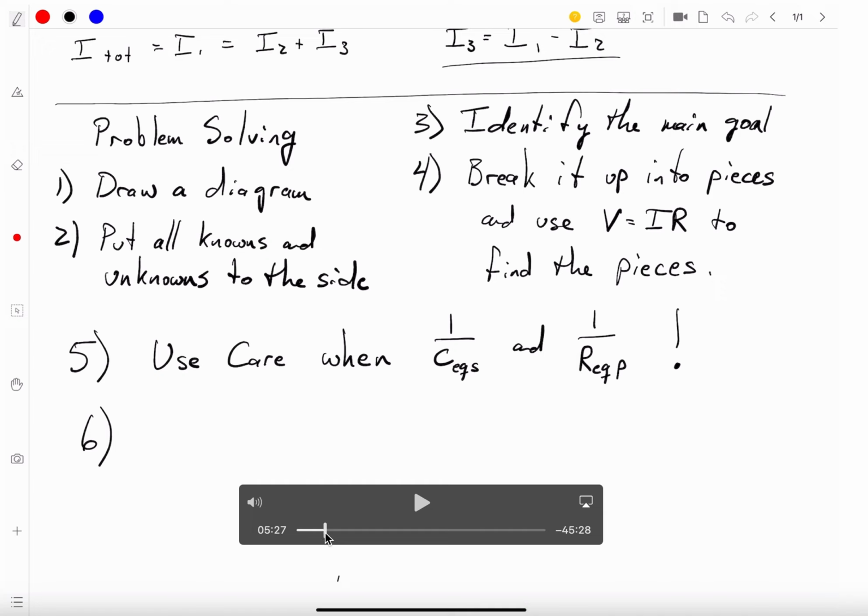We also need to be very careful when we're doing 1 over C_eq for capacitance and 1 over R_eq for resistance. I know you can do it quick on your calculator. Just make sure that you do that final inversion, okay? If you don't invert that final equation, you're in trouble.